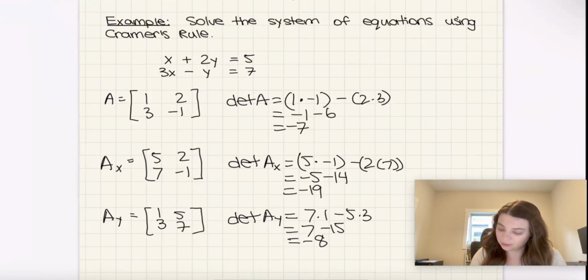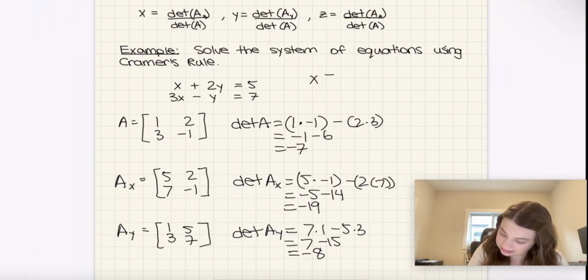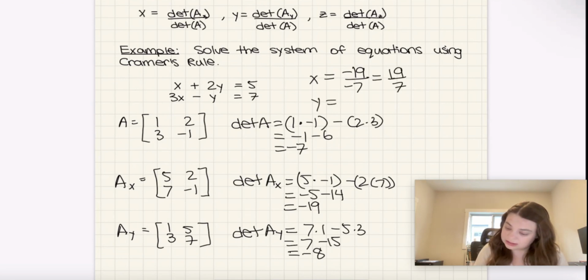Okay. Now, how do we actually solve these equations? Well, to find x, x is equal to determinant of Ax, which we said was -19, over determinant of A, which is -7. So therefore, x is 19 over 7. And then as for y, it is going to be determinant Ay over determinant A. So therefore, that is going to be -8 over -7, which is the same as 8 over 7.